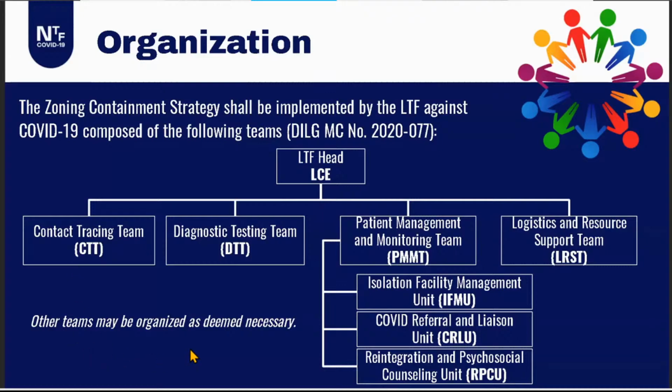And of course, it has four teams. Number one is the contact tracing team. Next is the diagnostic testing team. Next, we have the patient management and monitoring team, and it has three sub-units. And we also have the logistics and resource support team. And of course, other teams may be organized as deemed necessary.